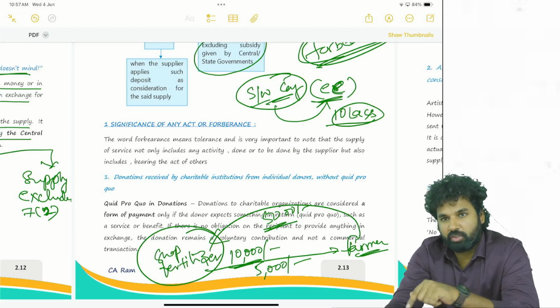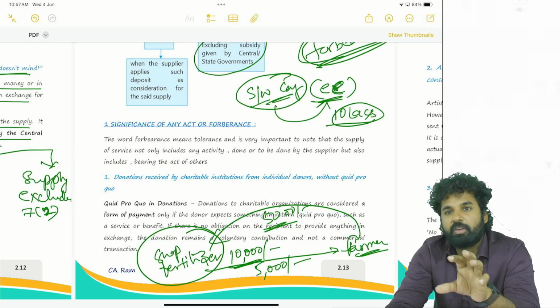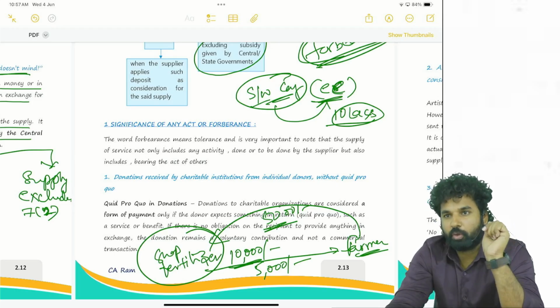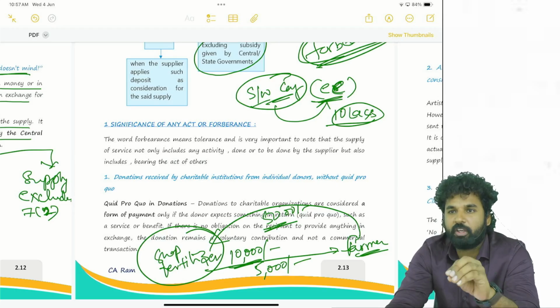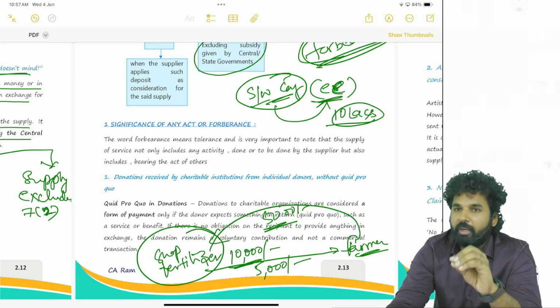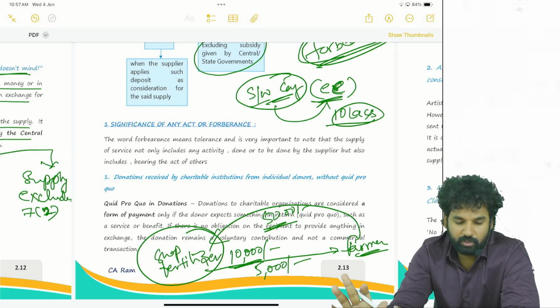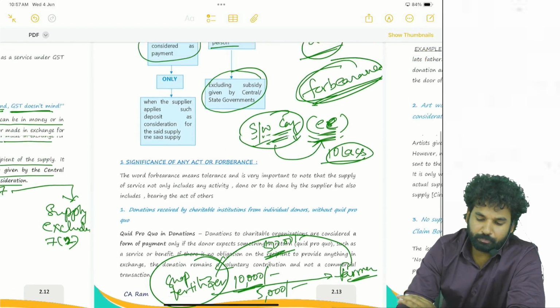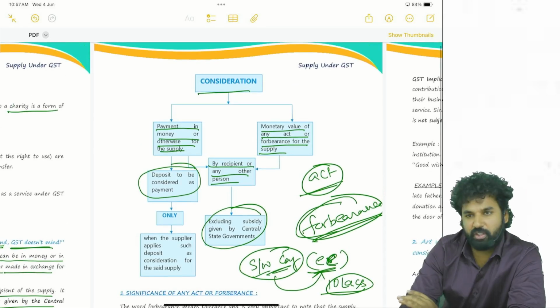In such cases, the subsidy given by the governments will not be considered as consideration. Only the net amount of 5,000 rupees, which is paid by the farmer, will be treated as consideration. You got this? Right. So this is the definition of consideration.